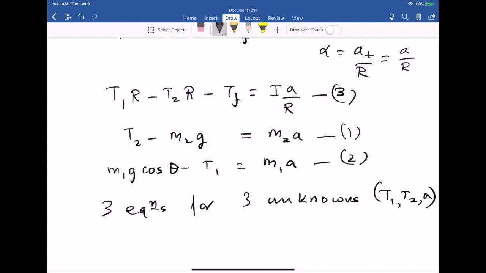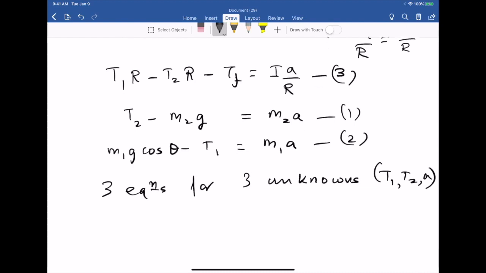So T1R is not going to cancel out T1, and T2R is not going to cancel out T2. So at first you might think that the method of adding up the equations to get rid of certain variables is not going to work. However, you can easily get around that problem if you divide equation 3 by R, right? So we are going to do equation 3 divided by R. What does that give us?